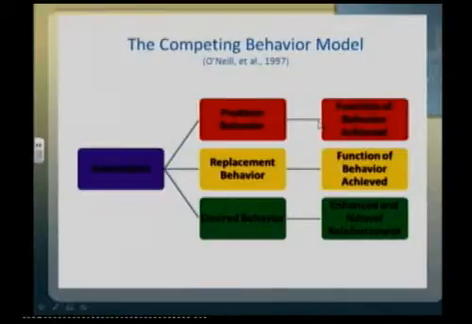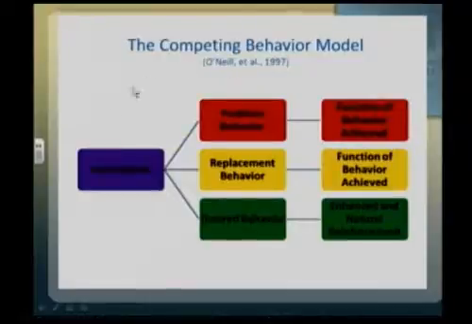Once you've identified the function of the problem behavior, you will use the competing behavior model to plug that information in and assist you in identifying the new behaviors that you will teach to replace the problem behavior. You'll notice on the chart before you that the antecedent is in the purple box. That antecedent will remain the same throughout your assessment and your intervention phase.